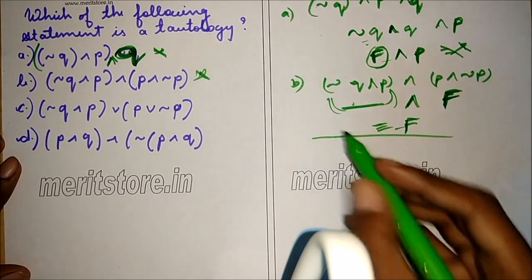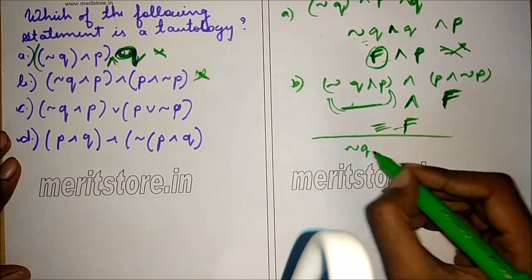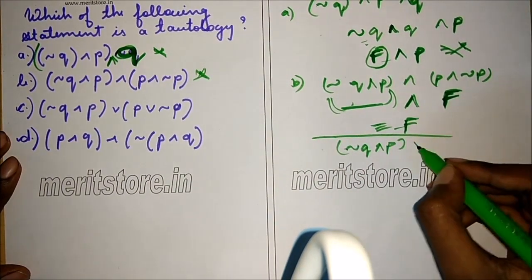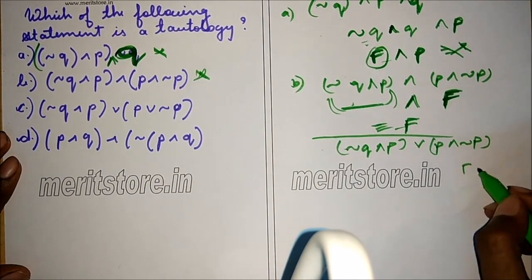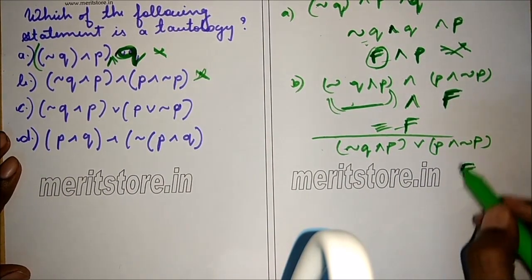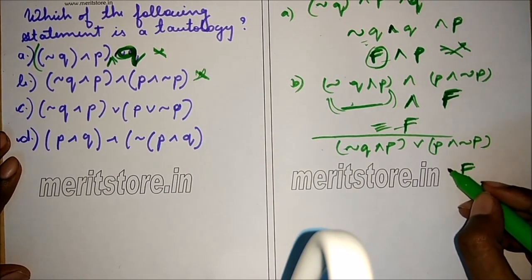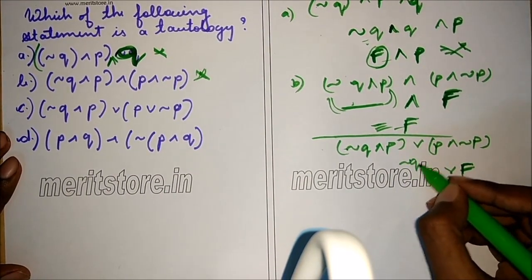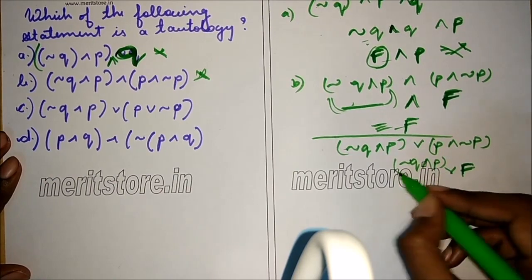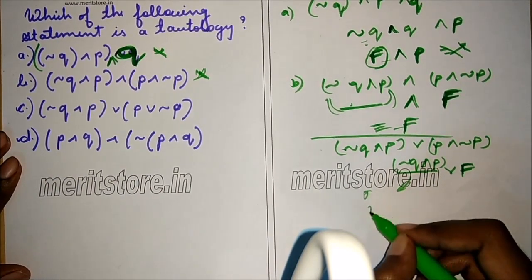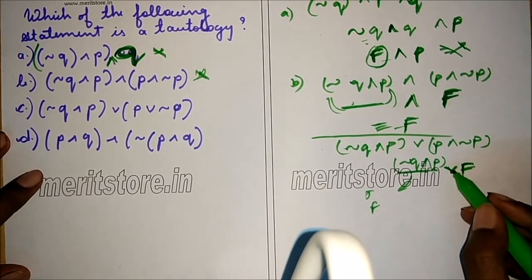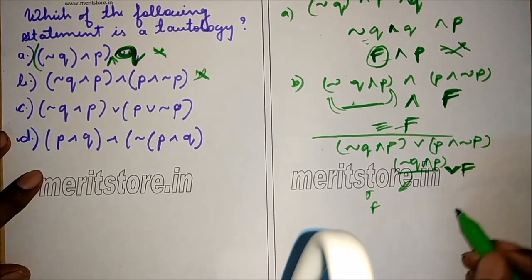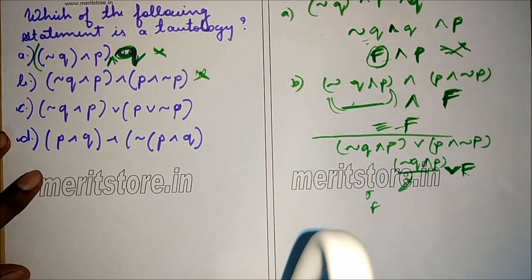Now let's check C. So negation Q and P, or P and negation Q. Now P and negation Q is again false, as we have seen before, or negation Q and P. Now this statement can either be true or false. In either case, for an or condition, both the statements should be false.